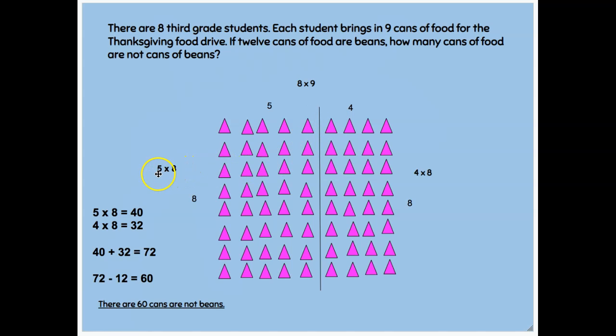So now I have a 5 by 8 or an 8 by 5. You can do it either way because of the commutative property of multiplication, which says I can switch the order of the factors and the product remains the same.